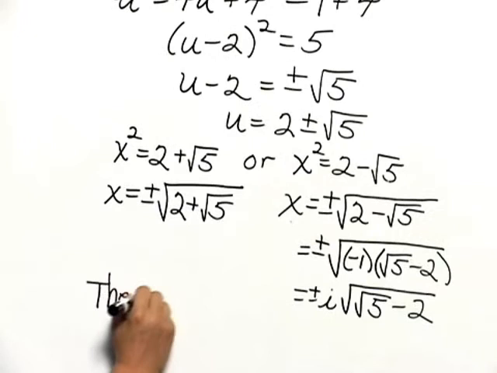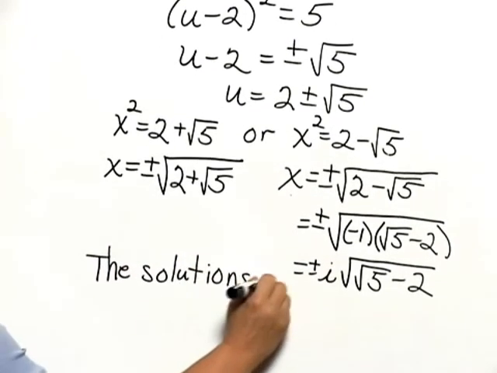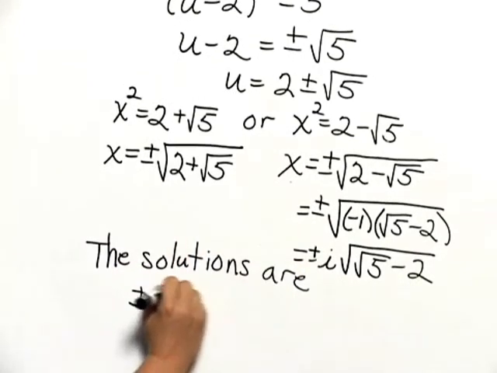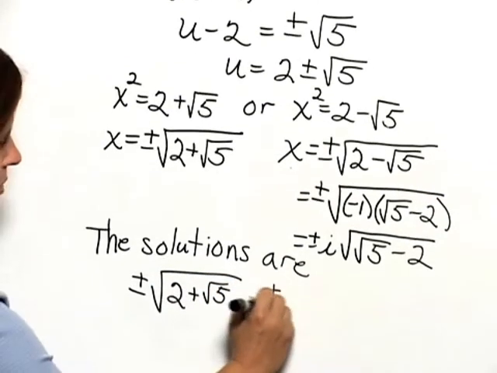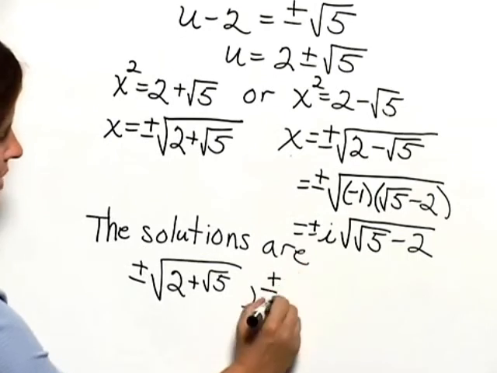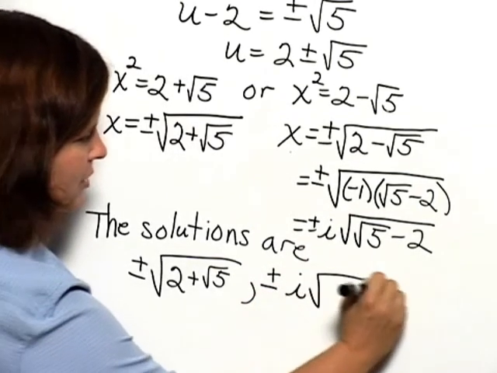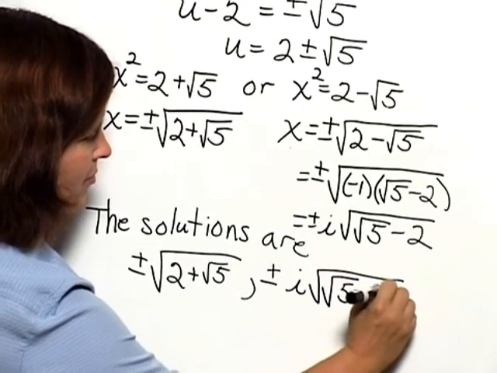The solutions are plus or minus the square root of 2 plus the square root of 5, and then plus or minus, and I'll leave the i there, you can put it at the end if you want, plus or minus i times the square root of the square root of 5 minus 2.